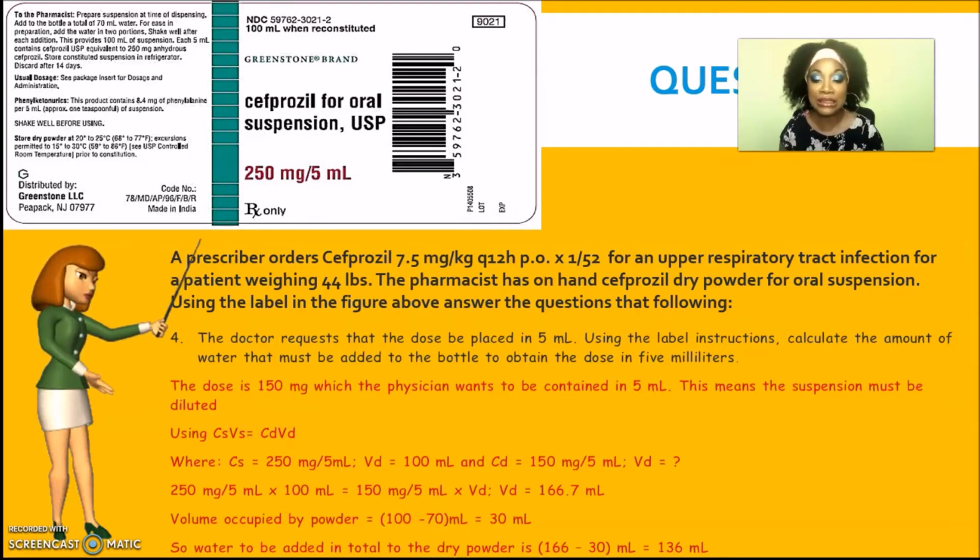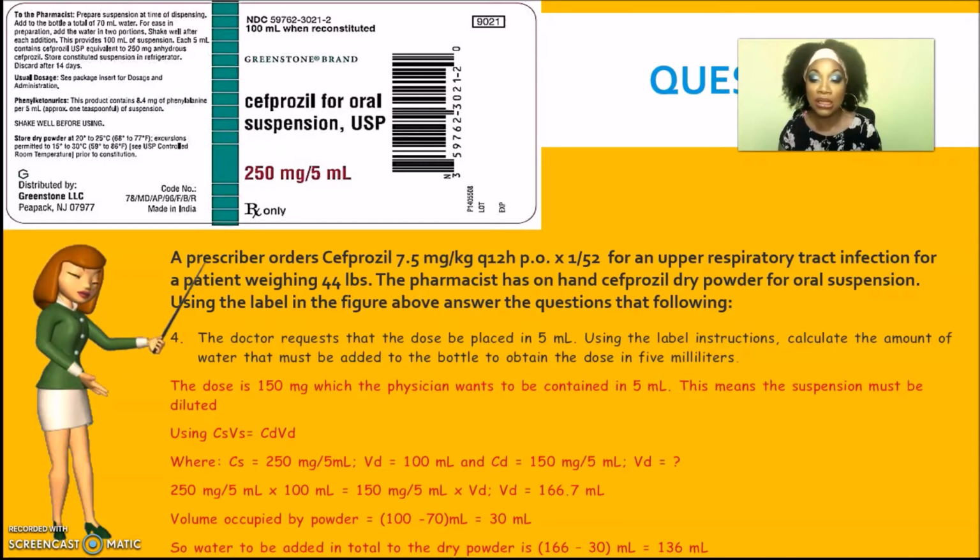Now, we need quite a bit of information. We need to determine the volume that the powder is going to occupy, because this is important in determining the amount of water to add. Because if the powder is occupying some amount of volume, then determining that is going to help us to determine the amount of water that we will add, separate and apart from the water that the manufacturers are telling us to add. I decided to use the CSVS, but you can use ratio and proportion to see if you will arrive at the same answer.